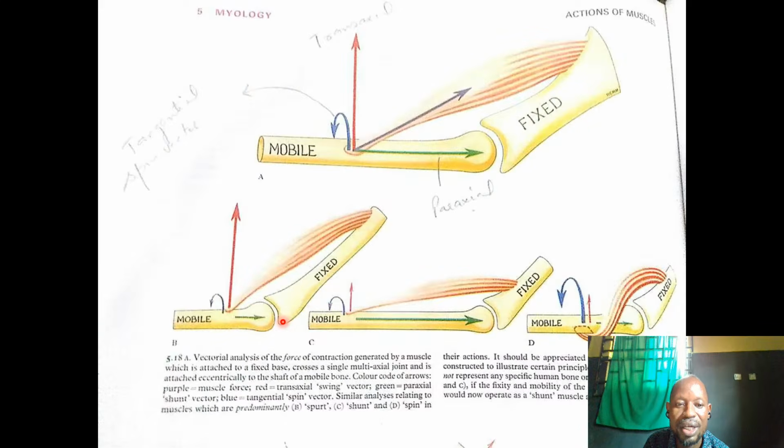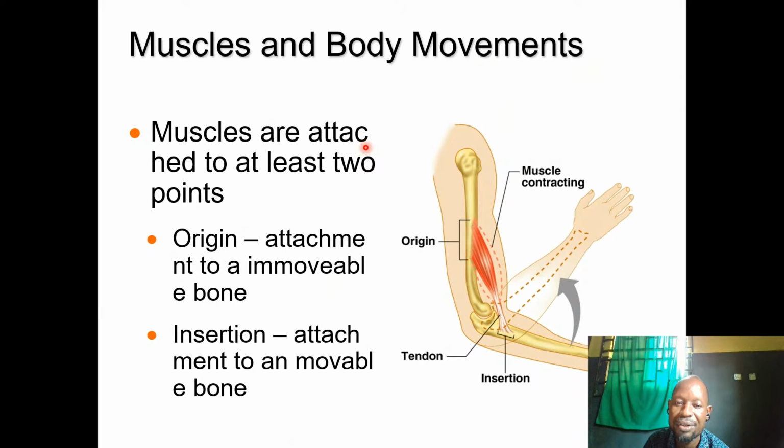You can see a fixed part and then a moving part. The mobile part is referred to as what? The insertion. While the fixed part describes the what? The origin and attachment.